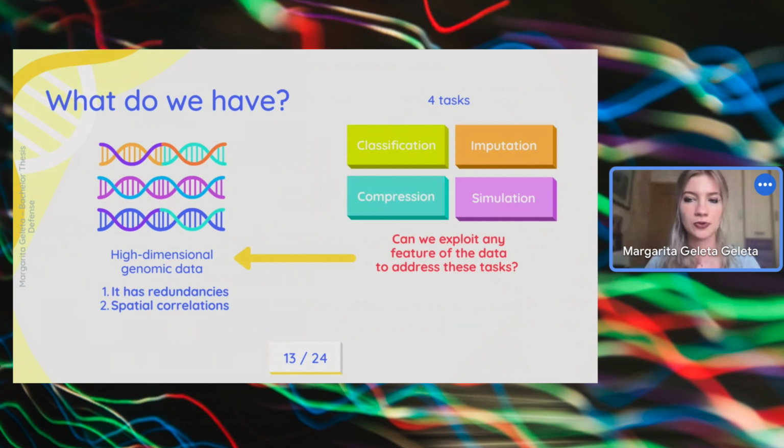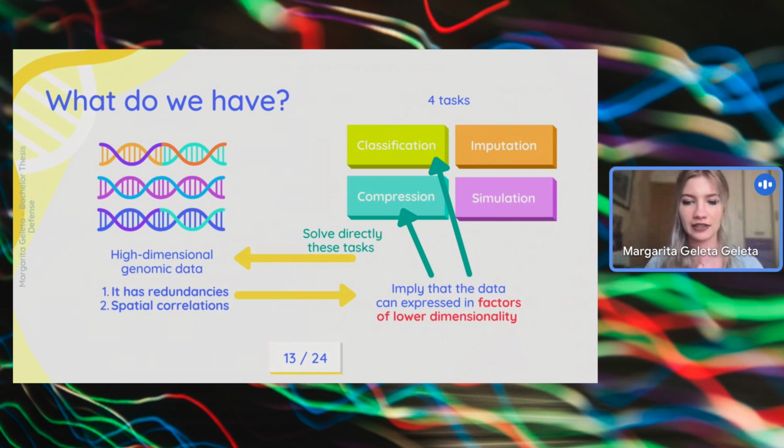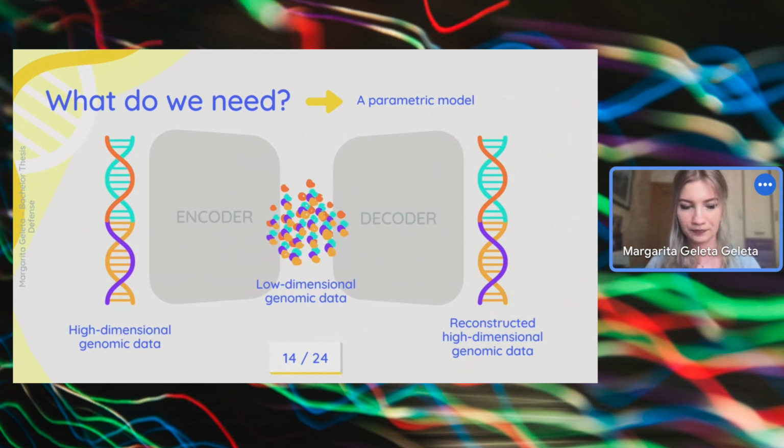So we just want to find the representation of the gist, the essence of the data. And if we find factors of lower dimensionality, we can solve directly the tasks of classification and compression, and I will show you that they can also be used to solve the tasks of imputation and simulation. And remember those 2 colors, green and pink, because I will use them in the next slide.